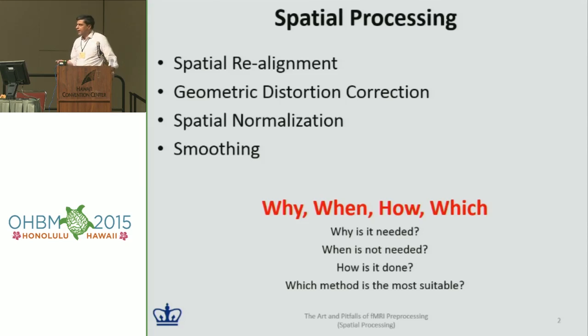So I'm going to talk about when we don't need these steps, and if we need them, how is it usually done, and if we have some empirical evidence which one is outperforming the other, I will talk about it. I will only focus on three spatial processing steps: spatial realignment, which is called motion correction, which I don't agree with, it's just a realignment. Then I'll talk about the geometric distortion and then the spatial normalization, and at the end I finalize with the smoothing.